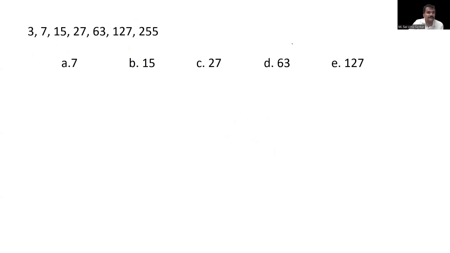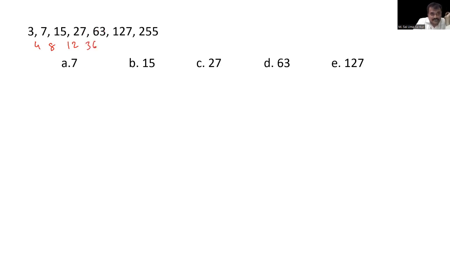3, 7, 15, 27, 63, 127, and 255. So what is the answer? It's very simple. Suppose you take the difference. The difference between 3 and 7 is equal to 4. The difference between 7 and 15 is equal to 8. And this is equal to 12. And this is equal to, what happened? 33 plus this is equal to 36.